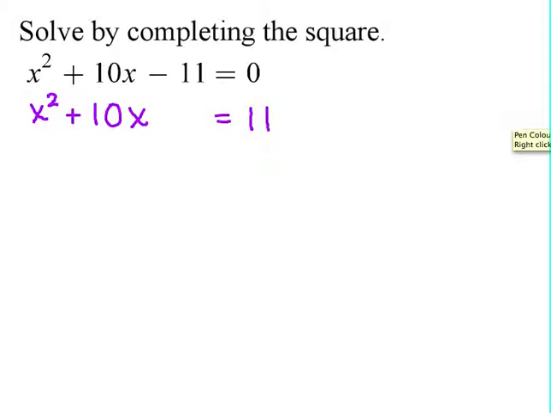Now a little tidbit, and we won't run into a problem in the first few: this x squared term has to be 1. So it has to be 1x squared in order for this to work. So now, step 2, take half of the x term. The x term is positive 10. So what is half of positive 10? 5. Positive 5. And I'm going to square that, and add that to both sides. So far, so good?